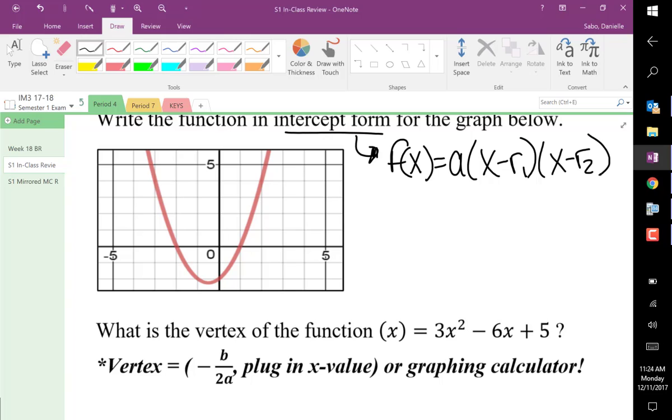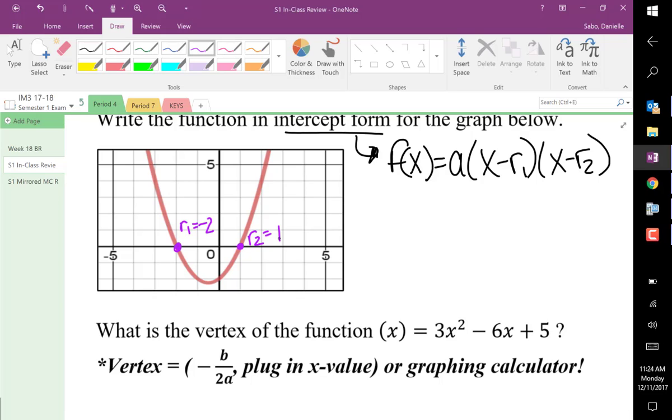Okay, that's intercept form. Now, your intercepts are your x-intercepts. So what I'm going to do is label it this way. What is my first root or my first intercept? What number is that? Just 2? Negative 2. What about this second one? 1. Very good. So look, that's my R1 and that's my R2.